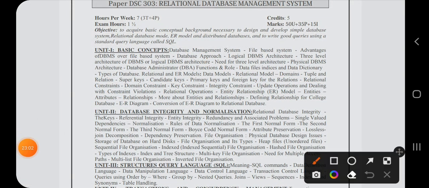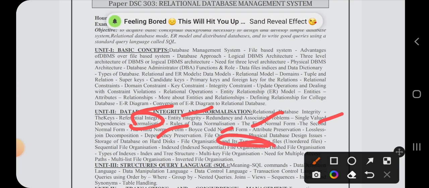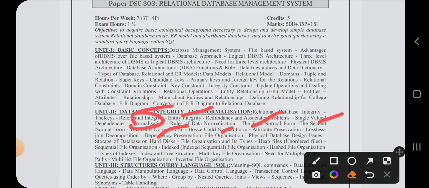Second unit questions are like this: relational integrity. They will be asking you about referential integrity, entity integrity and database integrity. Apart from that, they will be asking you the definition of normalization, which is very important, and in that 1NF, 2NF, 3NF and BCNF. Then you could expect physical database issues, and file organization and its types. Heap file organization and hash file organization will also be there within that only. And types of indexes. These are the important questions from your second unit.